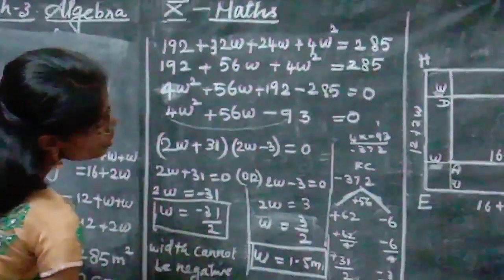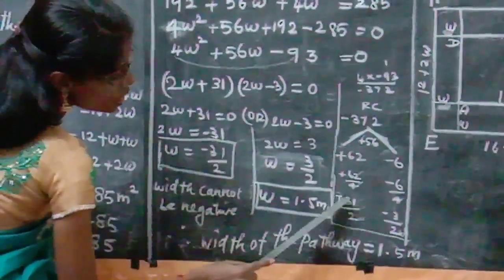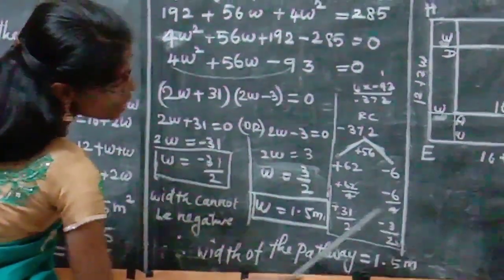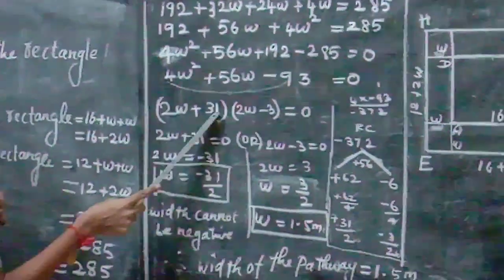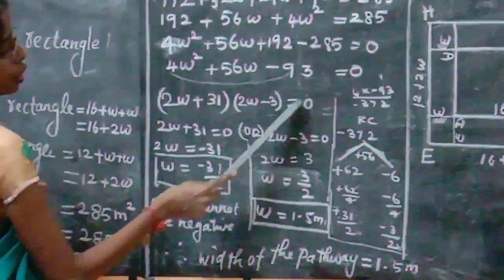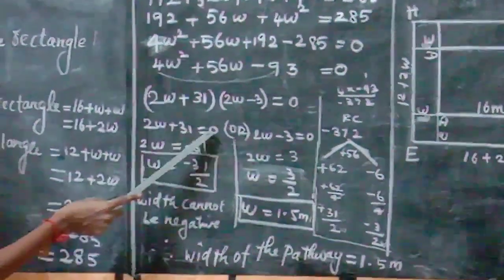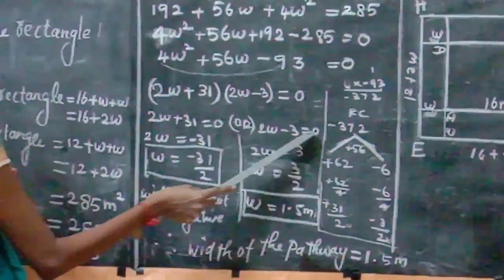Here, put one W in this denominator: 2W plus 31, 2W minus 3. These are the two linear factors. (2W + 31)(2W - 3) is equal to 0. So 2W plus 31 is equal to 0, and 2W minus 3 is equal to 0.